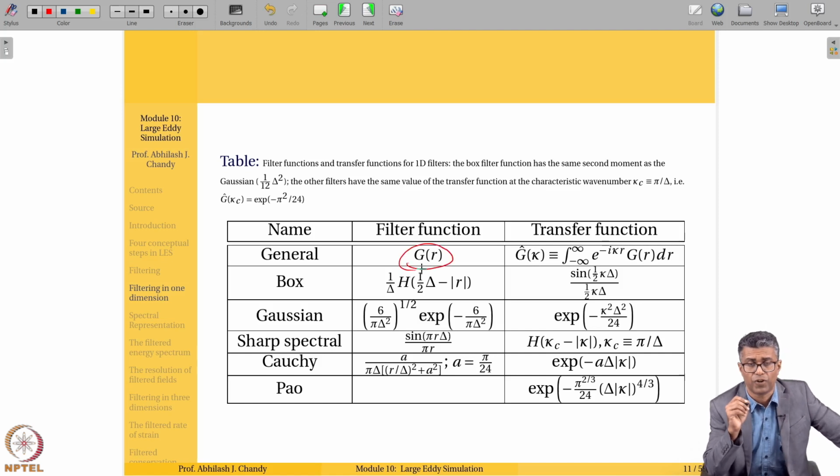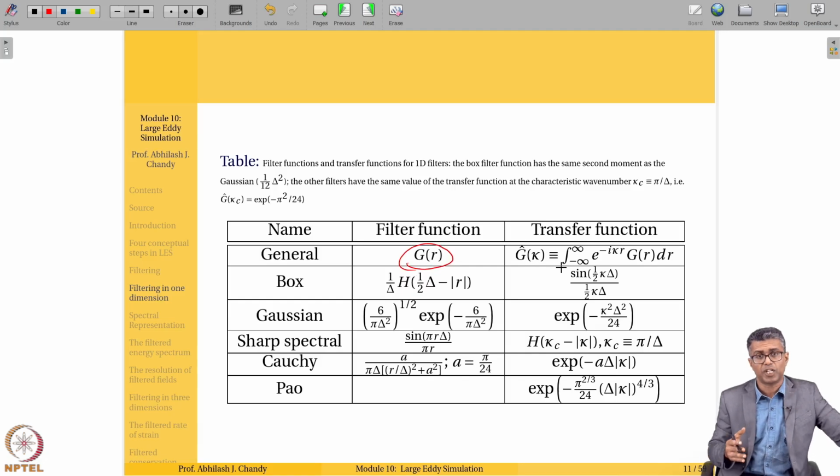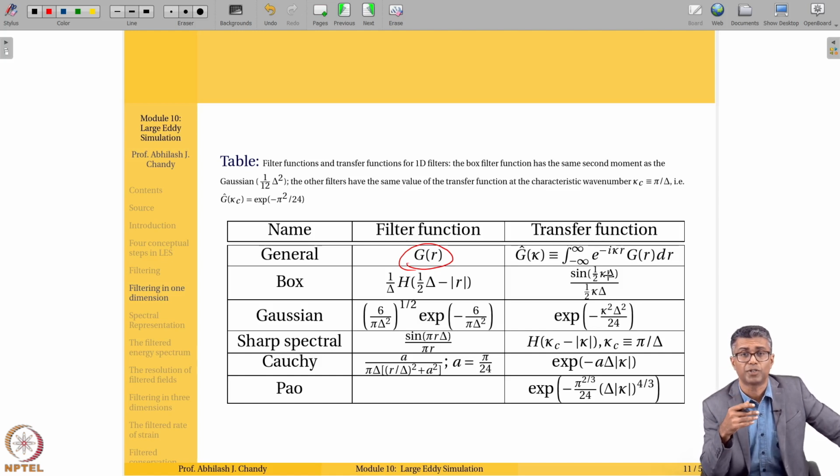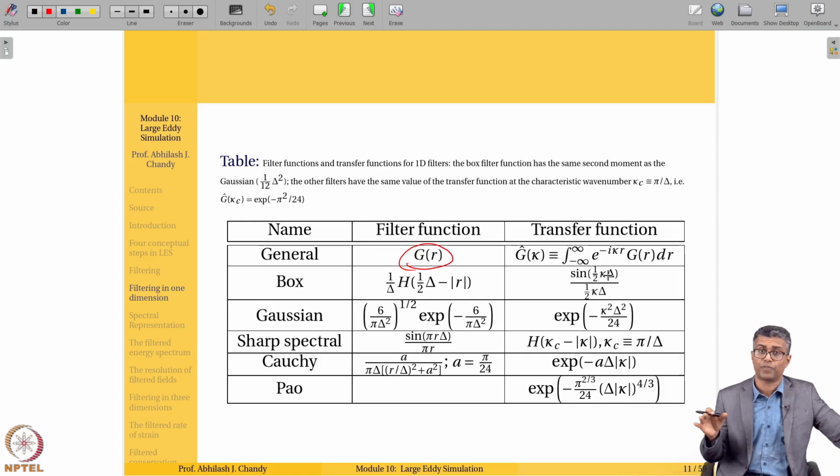So you have g of r being your filter function. And on the right here, I have g hat of kappa, which is the Fourier transform of the filter function. That is why it is the integral from minus infinity to infinity of e to the minus I kappa r, g of r, dr. Now this is all in one dimension. The same thing would apply in 3 dimensions. Just to understand this concept better, we are presenting it in one dimension. So that is why it is e to the minus I kappa r. If it was in 3 dimensions, it would be e to the minus kappa in bold dot r in bold, g of r in bold, dr in bold. I hope you're getting it. So this is the general definition of the transfer function.